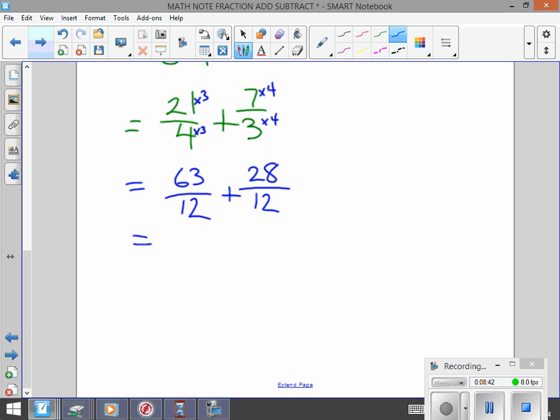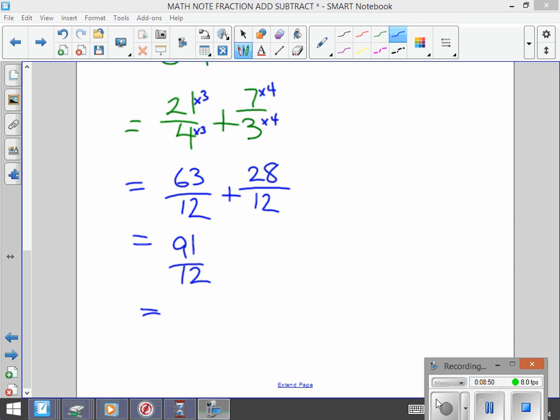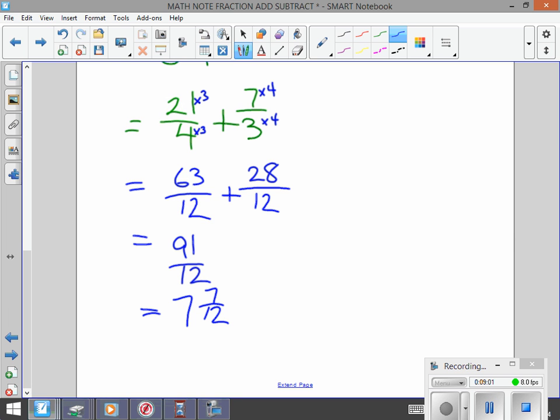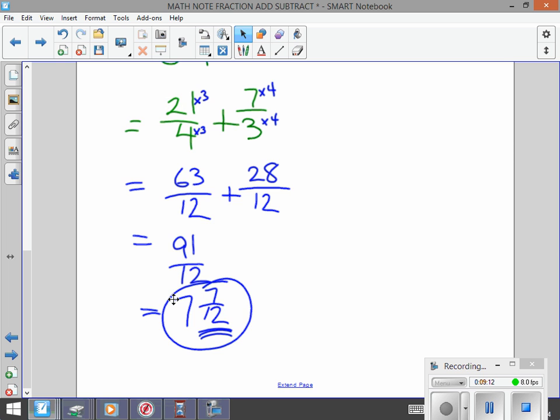63 plus 28 is 91 over 12. And now we have to change it back to a mixed. So when I'm looking at it, I can say, okay, 12 goes into 91 seven times, which is going to be 84. So 7 is going to be my whole number. The difference between 84 and 91 is 7/12. I would look to this to see if I can make that any smaller. With 7/12, there's no number that'll go into the numerator and denominator. So that's our answer.